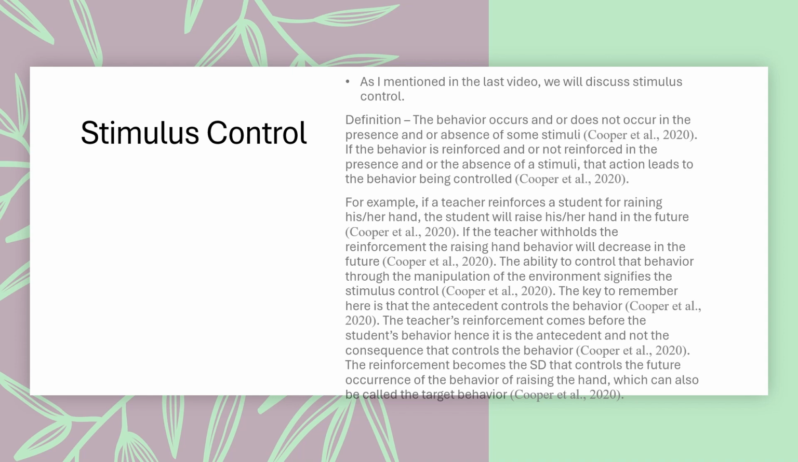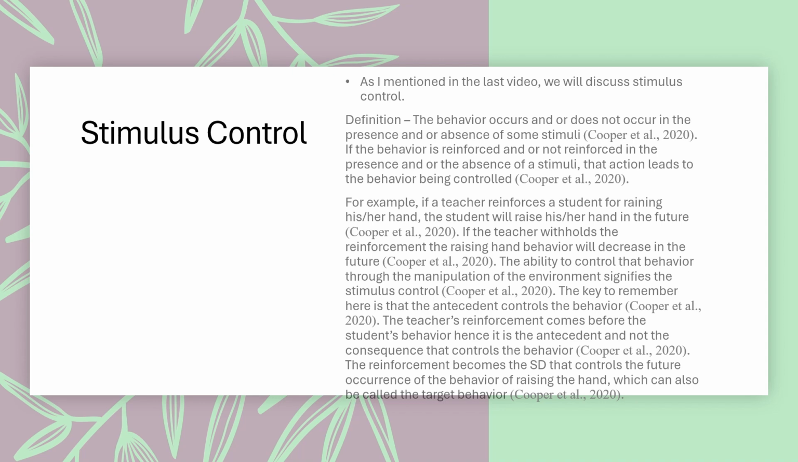For example, if a teacher reinforces a student for raising his or her hand, the student will raise his or her hand in the future. If the teacher withholds the reinforcement, the raising hand behavior will decrease in the future. The ability to control that behavior through the manipulation of the environment signifies the stimulus control.